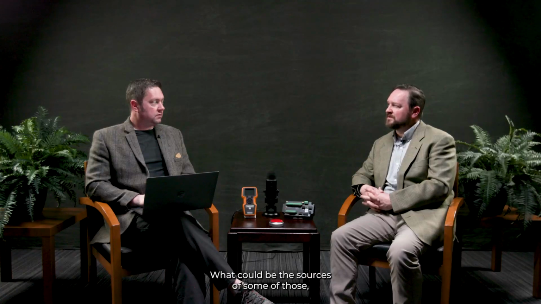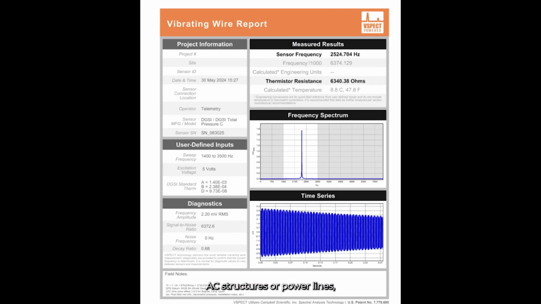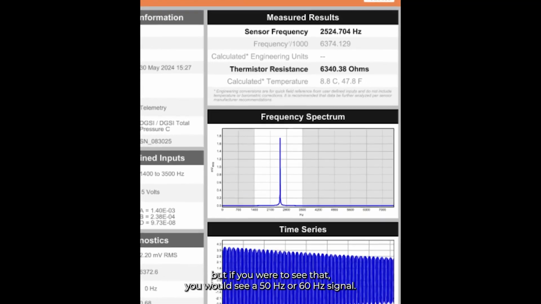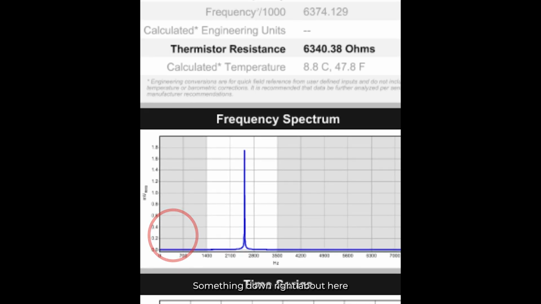What could be the sources of some of that electrical noise? So probably the most common source of electrical noise is going to be the AC power grid. You'll see that come in as a 50 hertz, 60 hertz noise, which is the frequency of the grid depending on where you are in the world. So you would see 50 hertz or 60 hertz noise overlain on top of your sensor signal in the time series data. This graph doesn't show it. These sensors are likely not installed near any large AC structures or power lines. But if you were to see that, you would see a 50 hertz or 60 hertz signal, something down right about here you can see on the frequency domain.